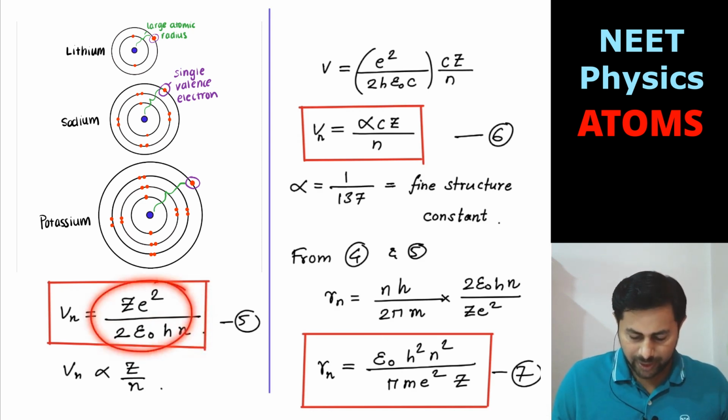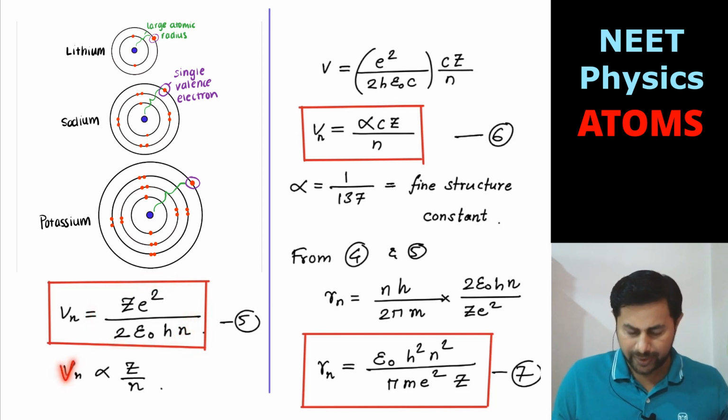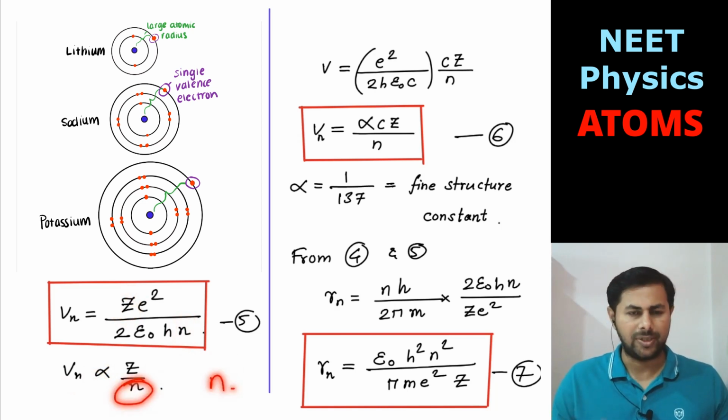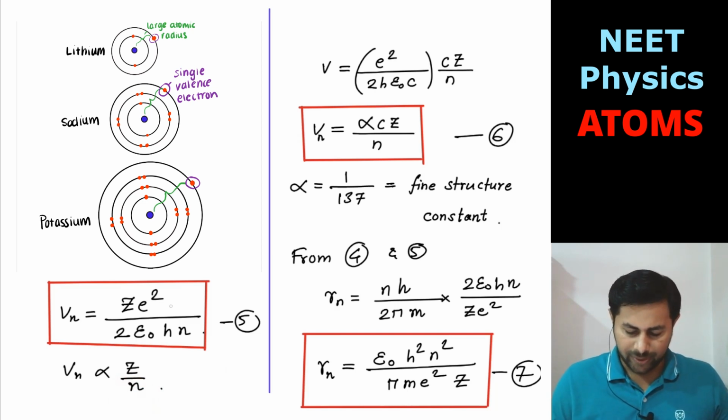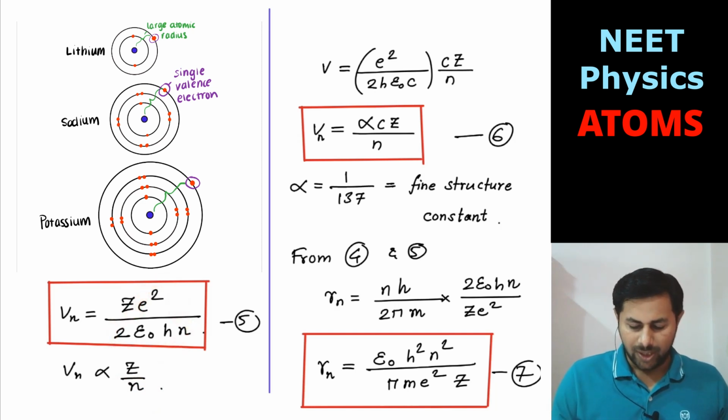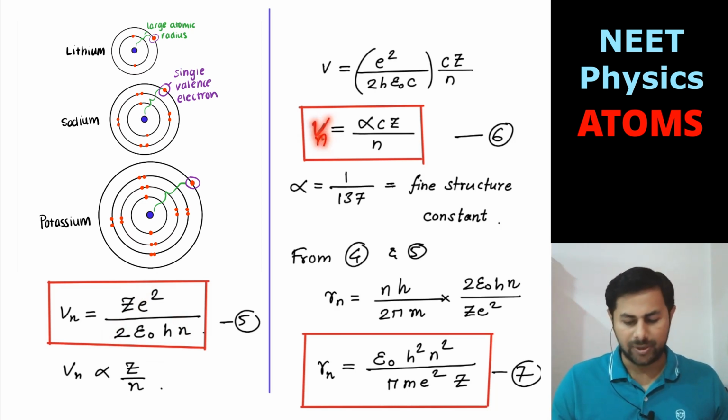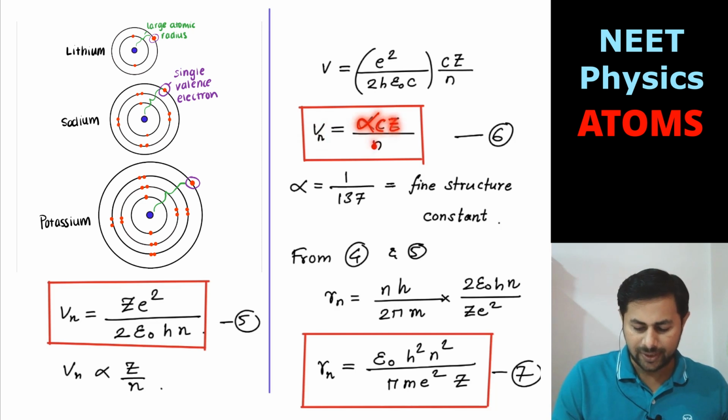Looking at this formula, you can get an idea that Vn is directly proportional to Z by n. Z is the atomic number of the alkali atom and n is the principal quantum number, or you can simply say it's the orbit number. If you substitute the values of these things, you can rewrite this formula in simple form like this: Vn is equal to alpha times Cz by n.